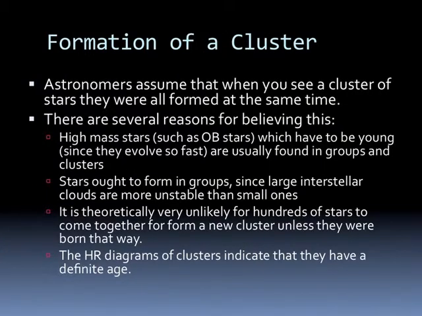Now, astronomers assume that when you see a cluster of stars, they were all formed at about the same time. There are several reasons for believing this. High-mass stars, the OB stars, which have to be young since they evolve so fast, are usually found in groups and clusters. And stars ought to form in groups since large interstellar clouds are more unstable than small ones. It's theoretically very unlikely for hundreds of stars to come together to form a new cluster unless they were born that way. And the HR diagrams of clusters indicate that they all have a definite age.